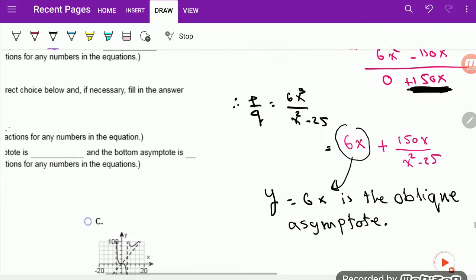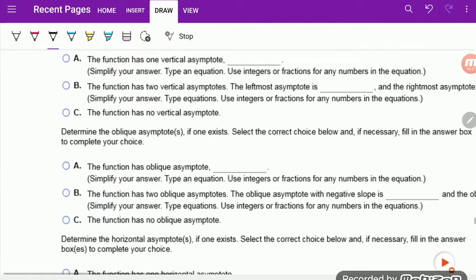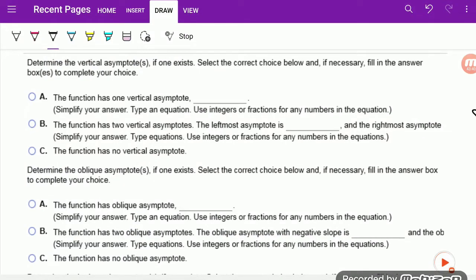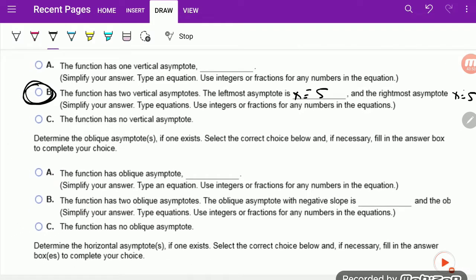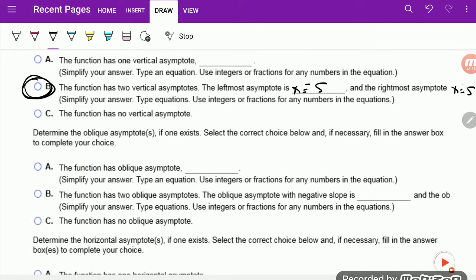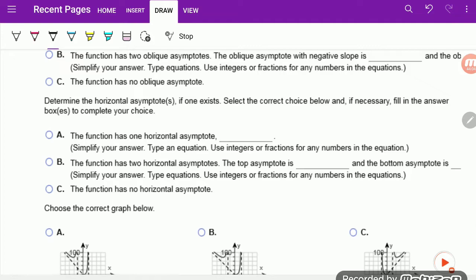Okay, so let's answer this. The function has one vertical asymptote? No, the function has two vertical asymptotes. So the answer is B. The first one is x equals negative 5 and the other one is x equals positive 5. Then, do we have an oblique asymptote? Yes, we do: y equals 6x. Or do we have a horizontal asymptote? We don't have a horizontal asymptote because if you have an oblique asymptote, there is no horizontal asymptote.